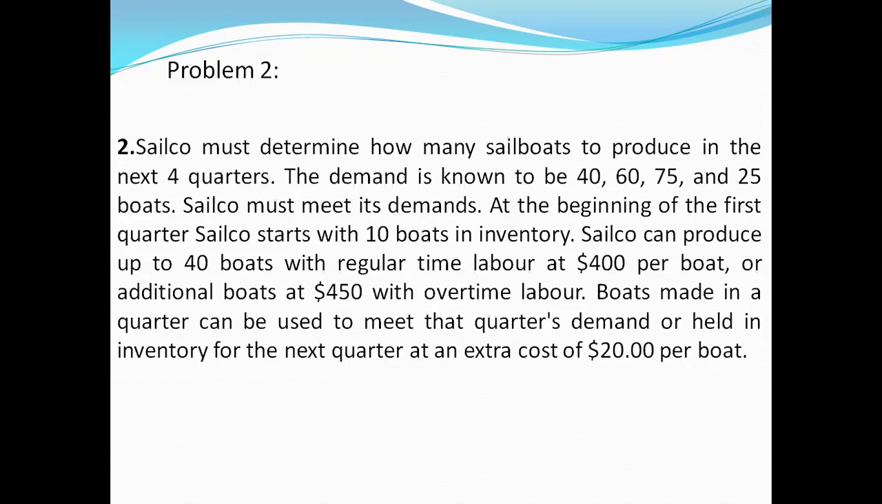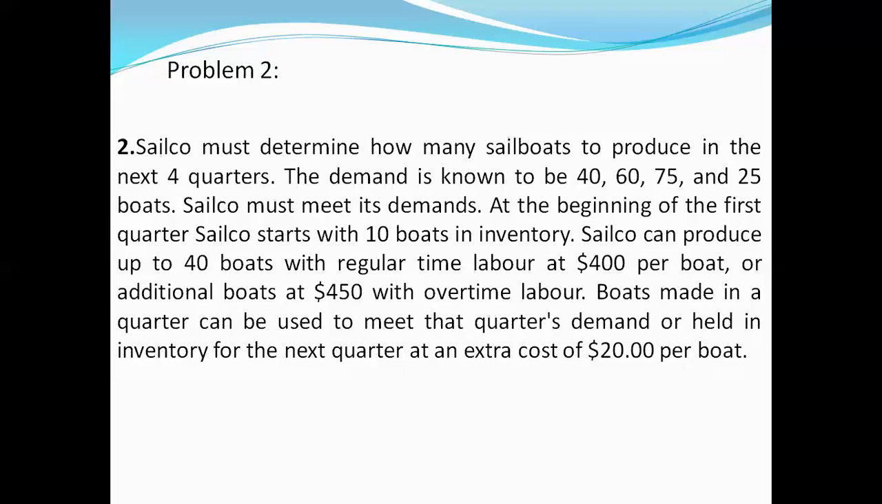So Sailco must determine how many boats to make in each quarter, and the quarters have been divided depending upon the manufacturing. Sailco must meet its demands, so it has to manufacture. At the beginning of the first quarter, Sailco started with 10 boats in inventory, from April 1st onwards.